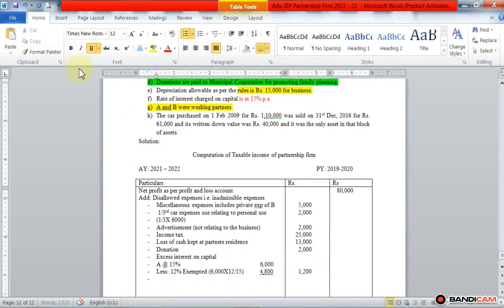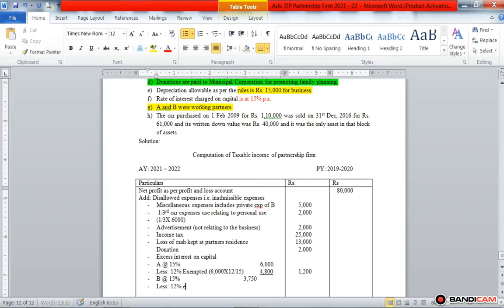Then next, that is partner B. B also gets interest on capital at the rate of 15%, amounting to rupees 3750. Now we deduct 12%.